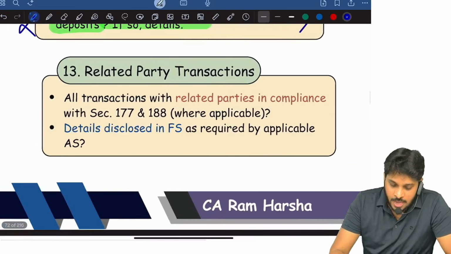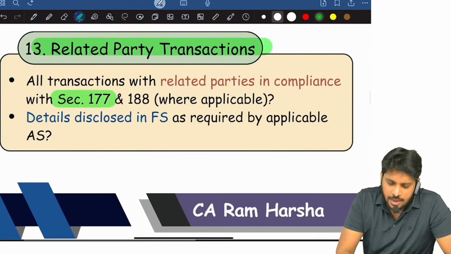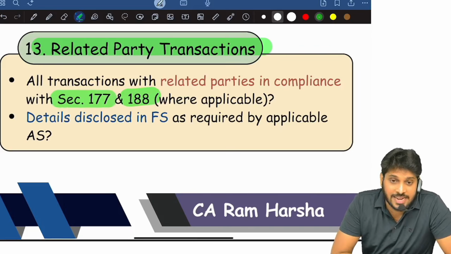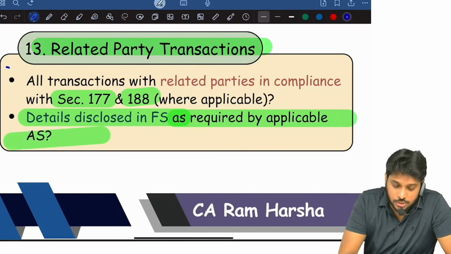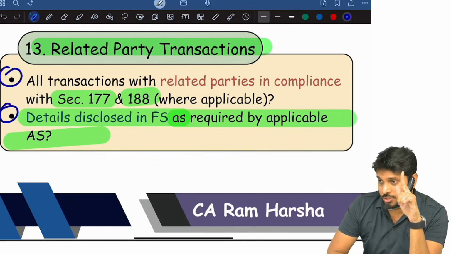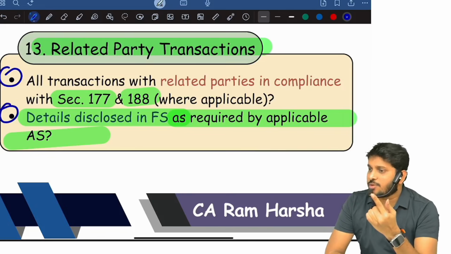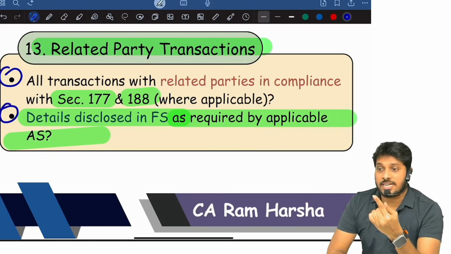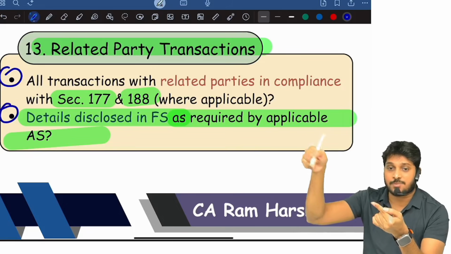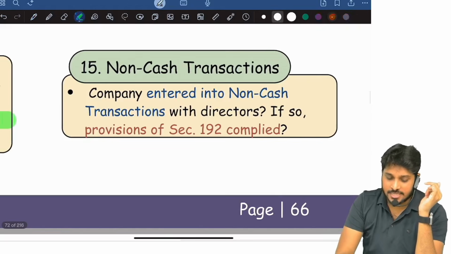Next, related party transactions. The company has entered into related party transactions, obviously. Check compliance with 177, check compliance with 188. Details must be disclosed. See, there are 2 elements here. One is Companies Act compliance. Another one is accounting standard disclosure. One, whether related party transactions are in compliance with the Companies Act. Second requirement in CARO is what? Whether related party transactions are disclosed in the financial statements as per the applicable accounting standard. That's it.